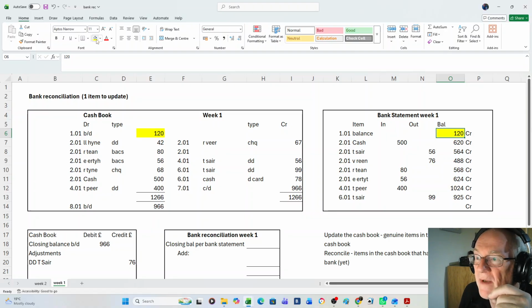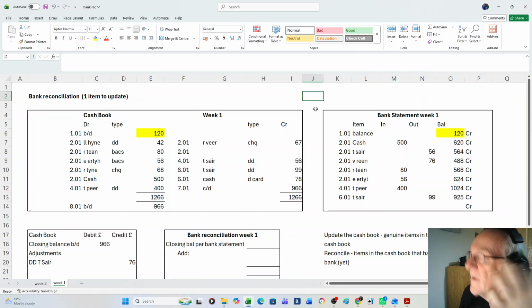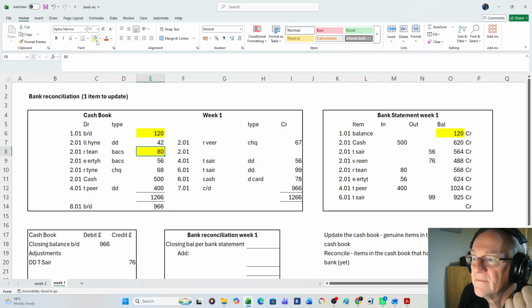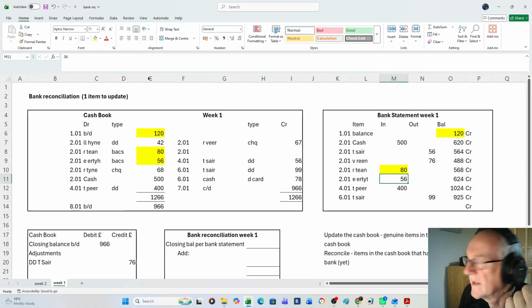So the opening balance, much easier when they are the same, except they never should be in the real world, very unlikely to be in the real world. That 42, now it doesn't matter whether we go cash book to bank, top to bottom, left to right, it's not there. The 80 is there. Of course, in AAT, you click little arrows when you're matching. The 56 is there.